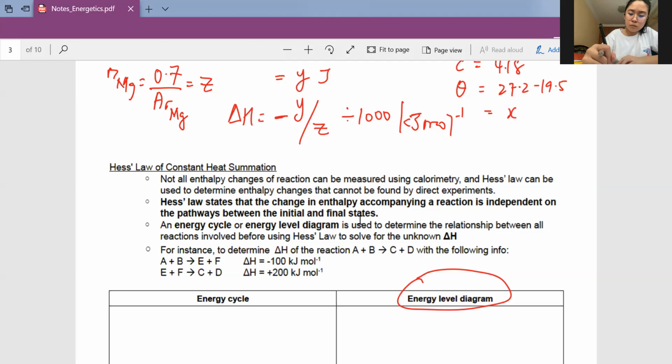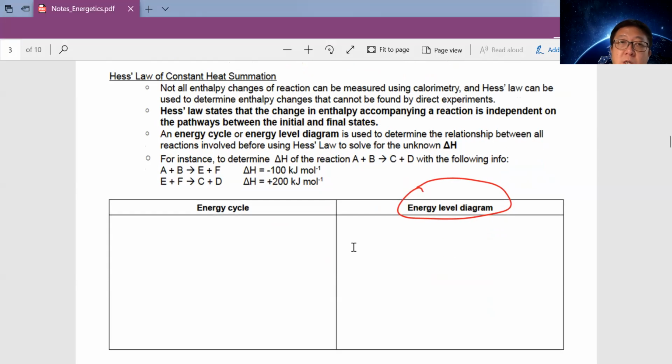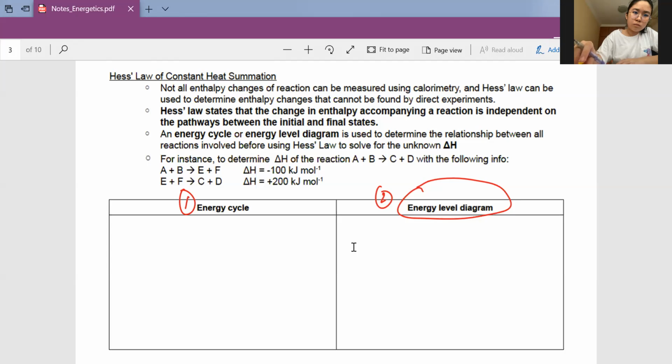So now I will show you exactly how we do it, and we do the simple one first. Energy cycle, energy level diagram. So you follow me. A plus B gives you E plus F, right? We will call it positioning. Positioning first. You see A plus B gives you E plus F gives you C plus D, right?